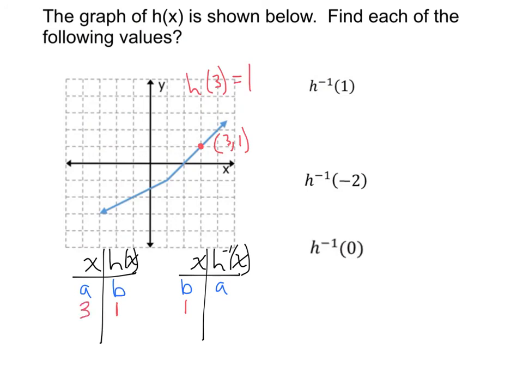So I can fill out my original table here. When I input 3, I get an output of 1. So what does that mean for the inverse? Well, when I input 1, I get an output of 3. So h inverse of 1 is 3.